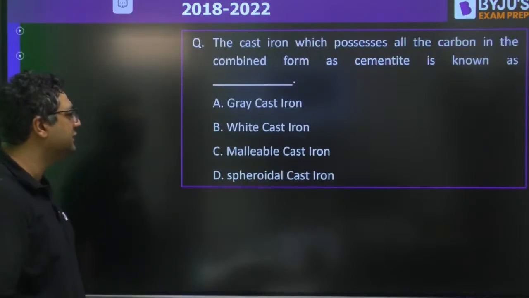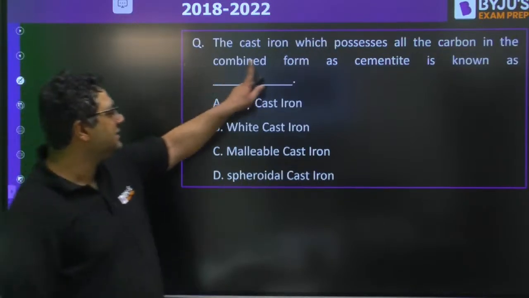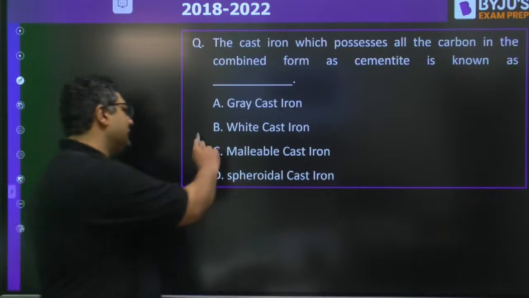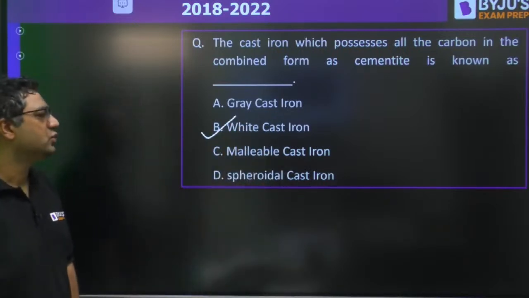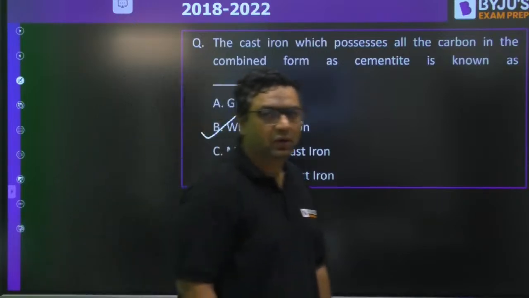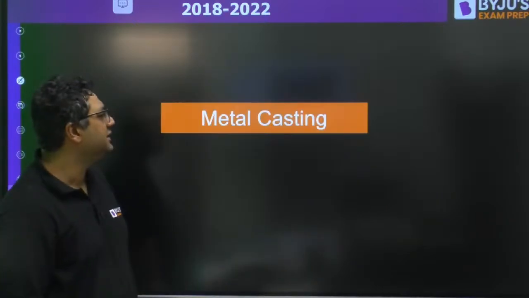I know that these things you may not be aware of. The cast iron which possesses all the carbon in the combined form as cementite is known as white cast iron. So white cast iron consists of everything in the form of cementite. Yes. So guys, this is material science.